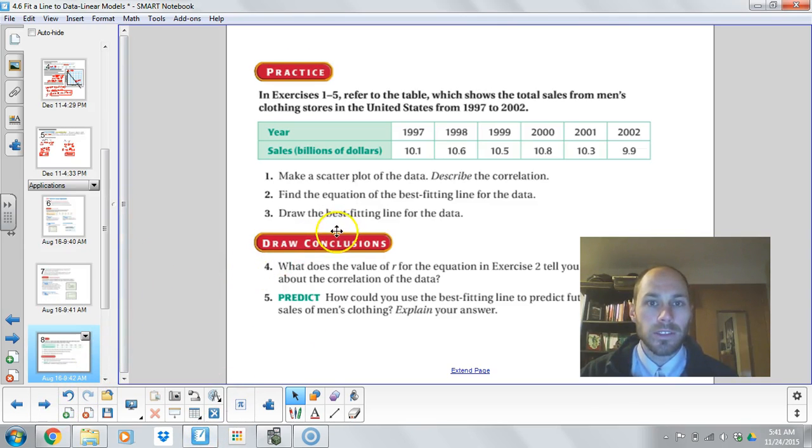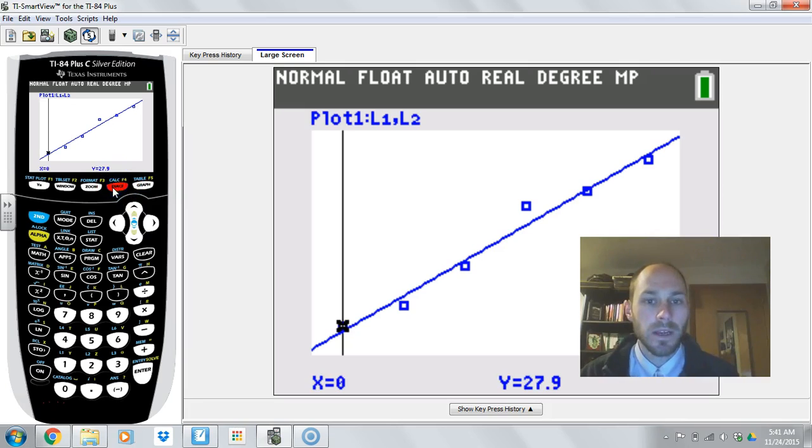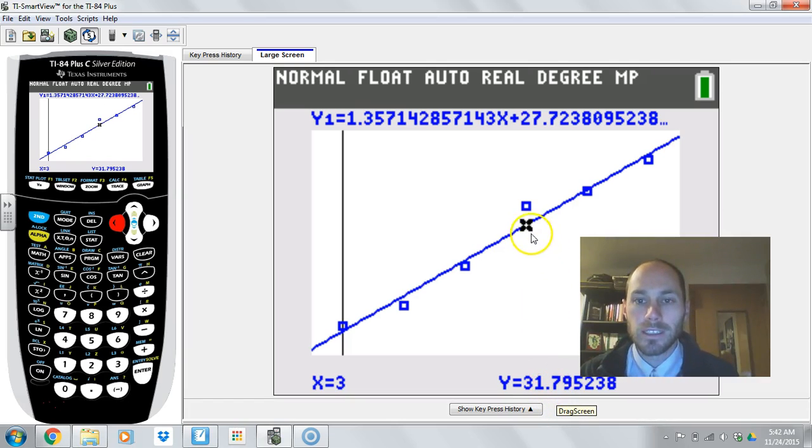And you'll find once you get the hang of it, it's actually pretty simple. So the next thing we could do is use our calculator, hit the trace button, and click onto our equation. We can use that to make predictions, like when x is 3, what was our variable? Sample sales in billions of dollars. There were about 31.8 billion dollars sold in year 3, which would have been 2000.